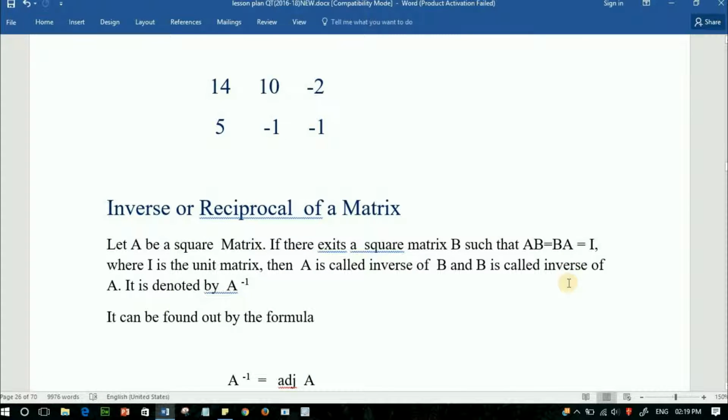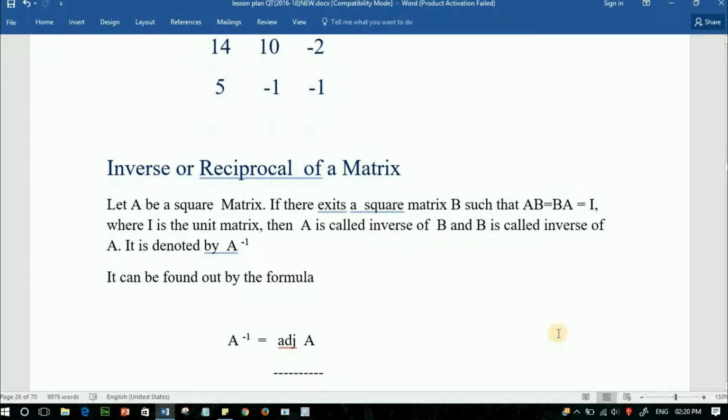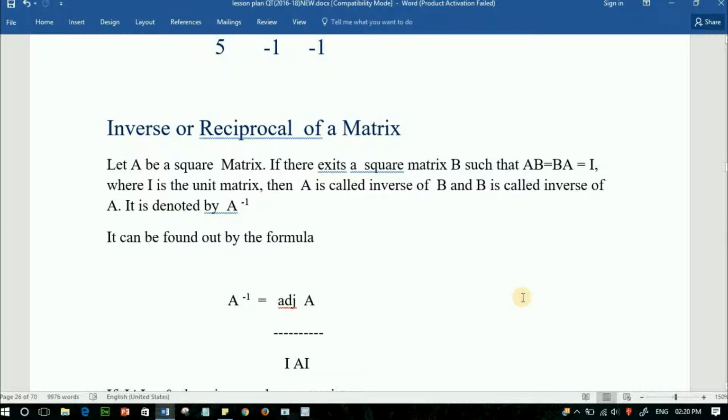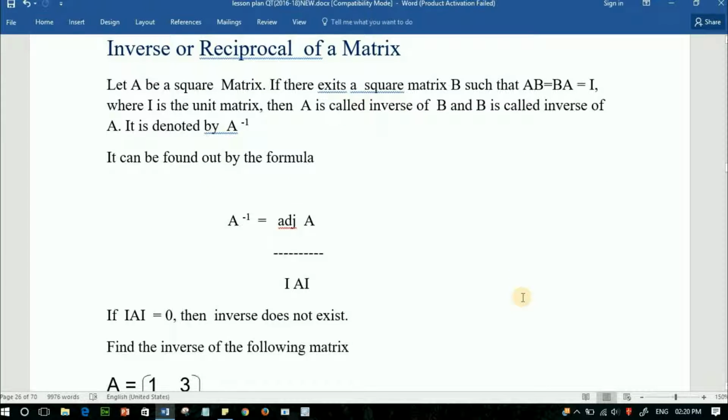Now we are going to discuss another concept, the inverse or reciprocal of a matrix. Let A be a square matrix. If there exists a matrix B such that A into B is equal to B into A, which is equal to I, where I means the unit matrix, then A is called the inverse of B and B is called the inverse of A. It is denoted by A raised to minus 1 or A inverse. For mathematical purposes, it can be found by the formula A inverse is equal to adjoint of A divided by determinant of A.